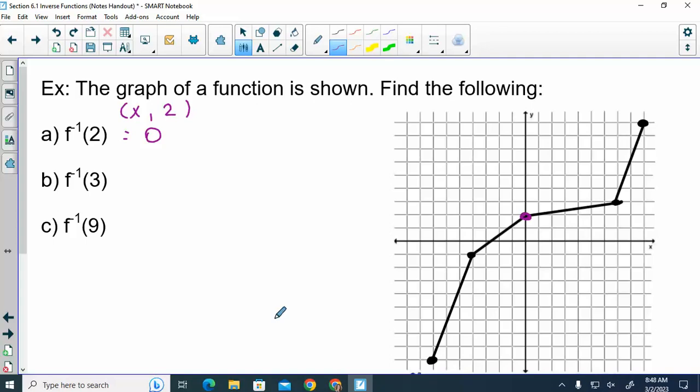Okay. So, B is like saying if on the original graph, the 3 would be the y on the original graph. Tell me what the x is. So when my y is 3, what was the x value? 7. And f inverse of 9 means tell me the x when the y is 9. And that is also 9.